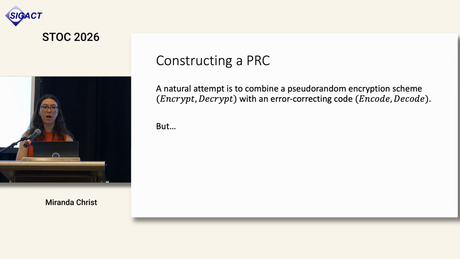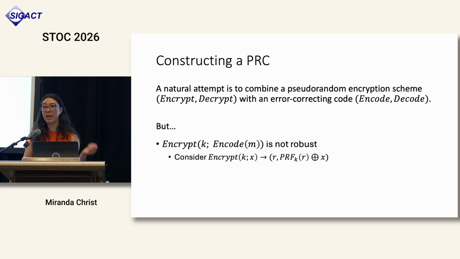And so when thinking about constructing a pseudorandom code, maybe the first thing you would think of is trying to combine a pseudorandom encryption scheme with an error correcting code. If you're less familiar with cryptography, we actually know how to get encryption schemes where ciphertexts are pseudorandom using only one-way functions. So it's fairly easy to get pseudorandom encryption. And of course, we have all kinds of good error correcting codes. So a natural way to construct pseudorandom codes might be to combine these objects in a generic way.